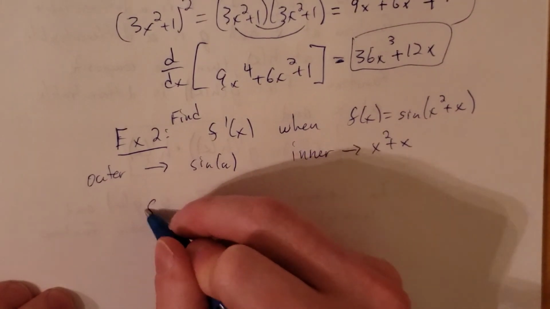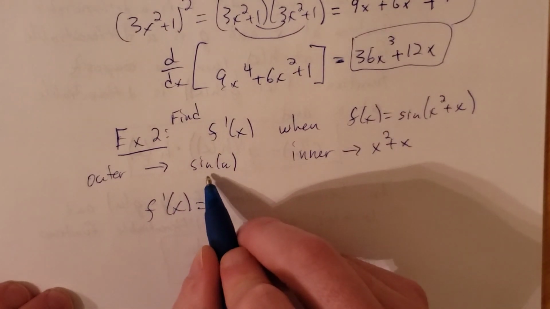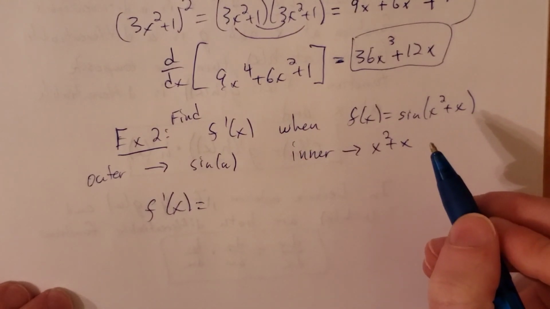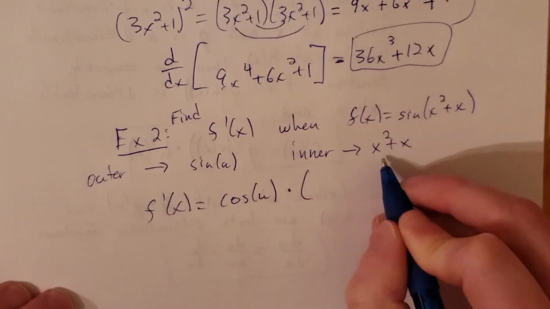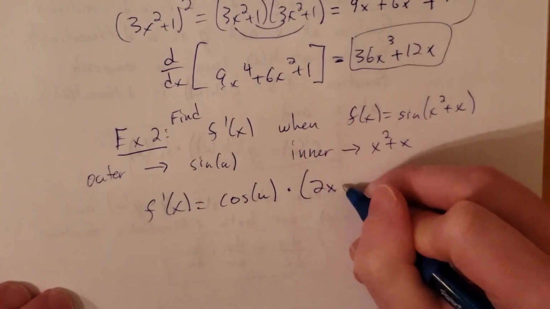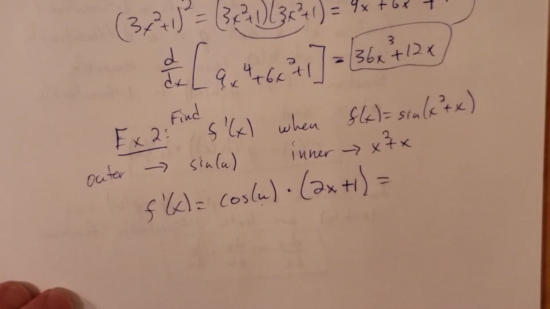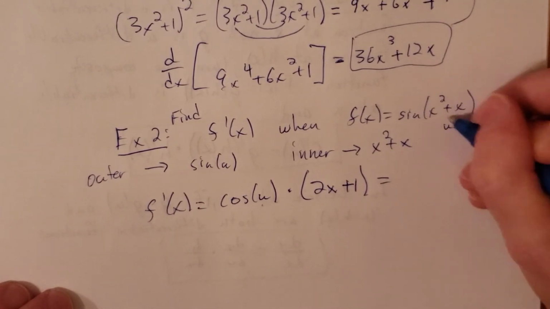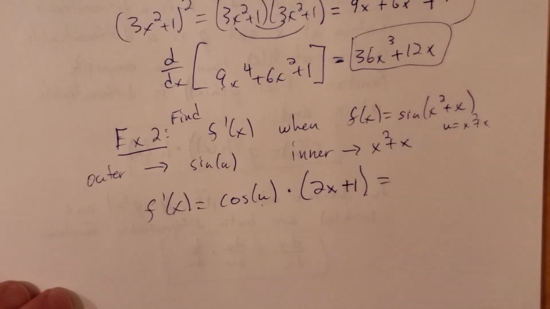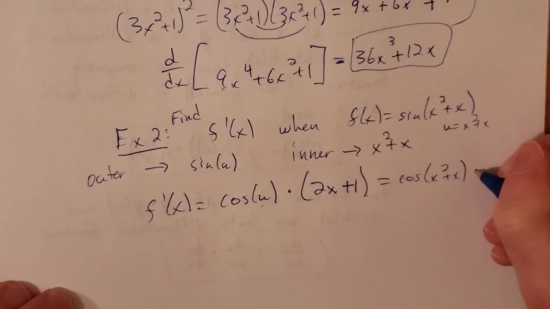So the f prime of x here is the derivative of the outer function. What's the derivative of sine of u? Well, that is cosine of u times the derivative of the inner function, which is 2x plus 1. And of course, we replace all of our u's and put it all back in terms of x, right? What is u here? u is that inner function, so x squared plus x. So this is really cosine of x squared plus x times 2x plus 1.